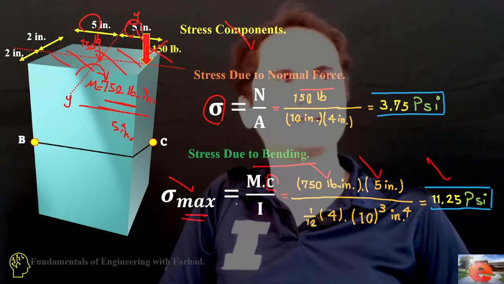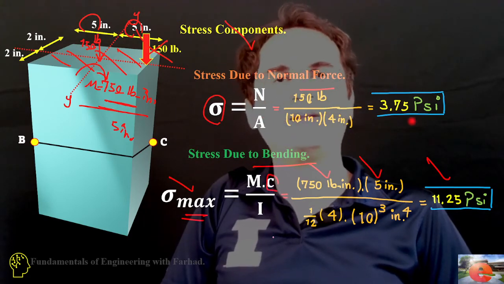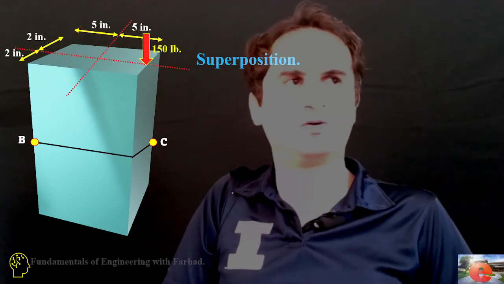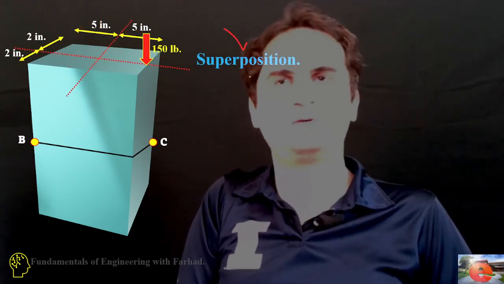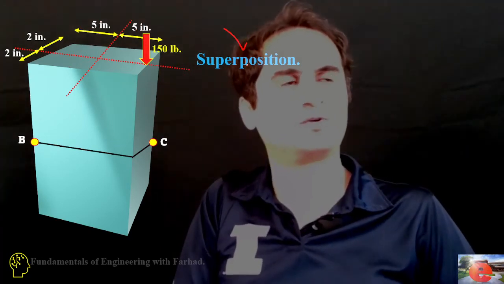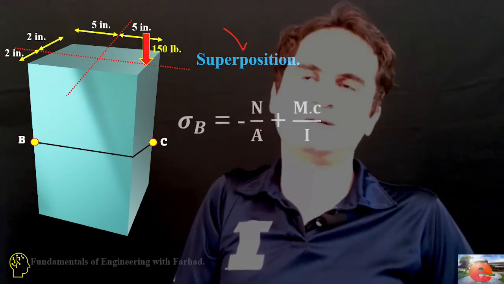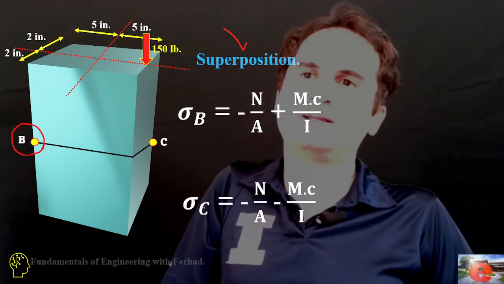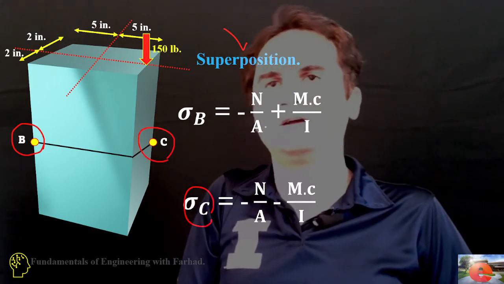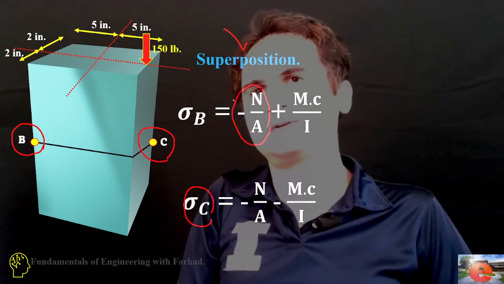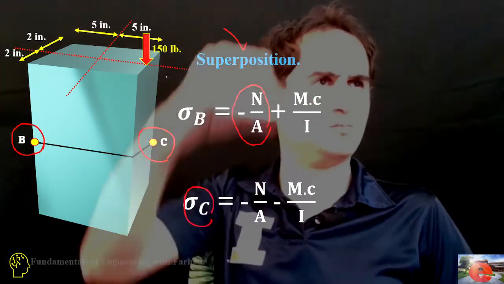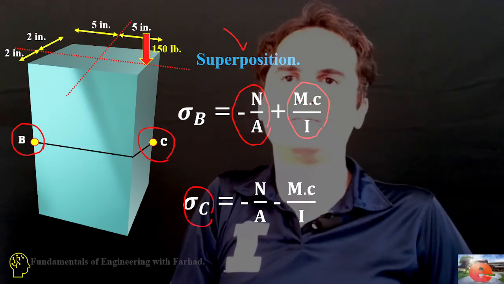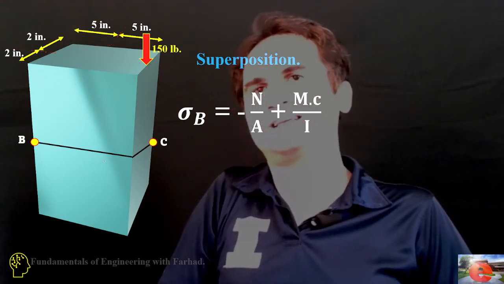Then we add up these two stresses together and report it as combined loading. With the help of superposition, we can add them up and report the result as combined loading. So sigma at B and sigma at C each consist of a compressive, downward push stress plus a component of bending moment. Let's study each of them individually.